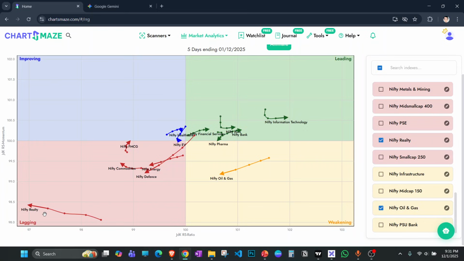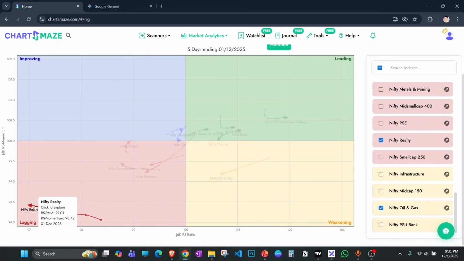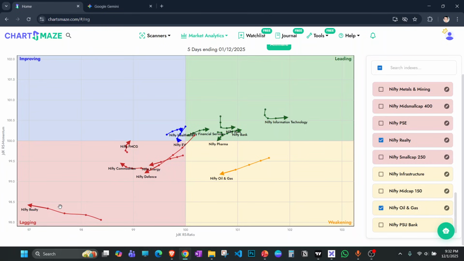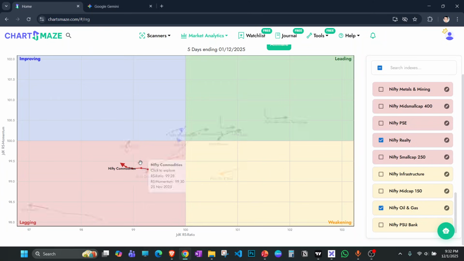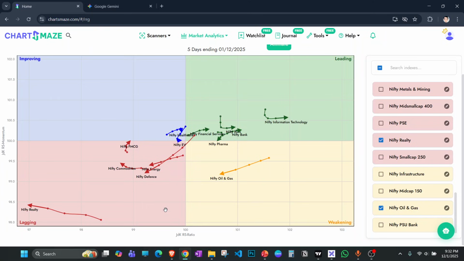Then we have the lagging zone, where we have Nifty Realty, that is even at the bottom of the quadrant, right? So we have Nifty Realty, Commodities, Energy, Defense. These are the sectors that are clearly lagging. That means there's no relative strength and the momentum is also very low.